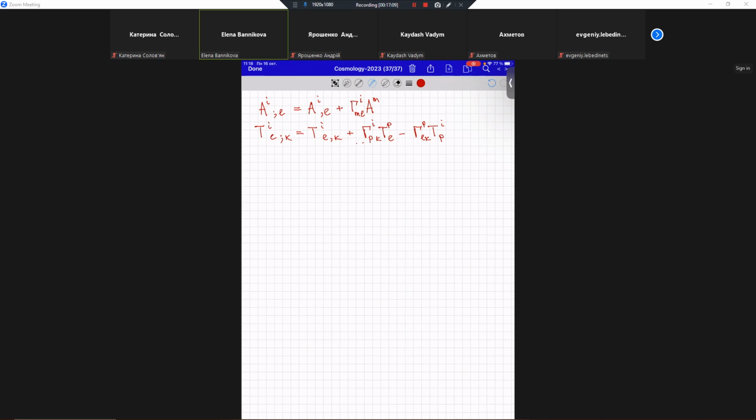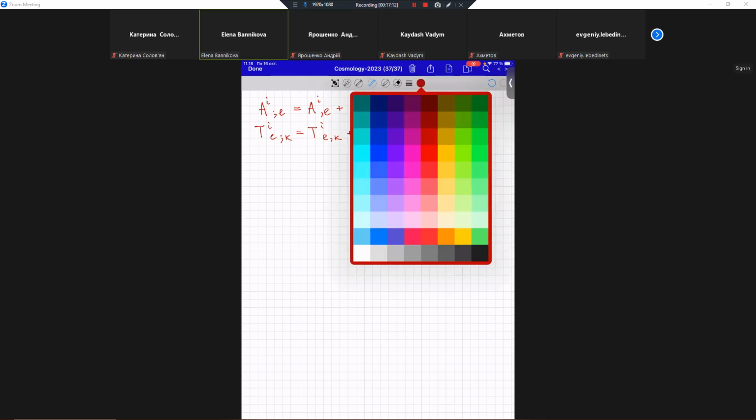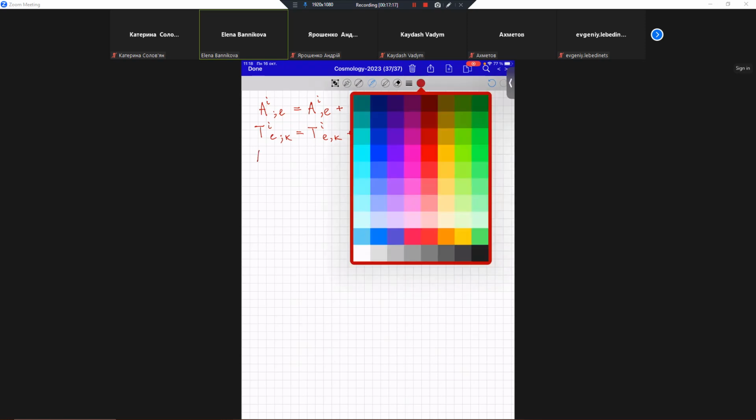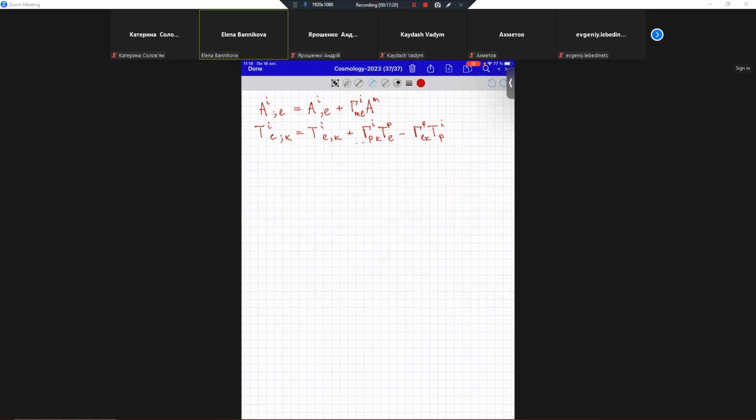And to work with this operator, which we can write here, what we would like to find. We would like to find what it will be if we consider the operator like this: A^i covariant derivative l, k minus A^i, k l. So this is our goal. Okay, let's do it.